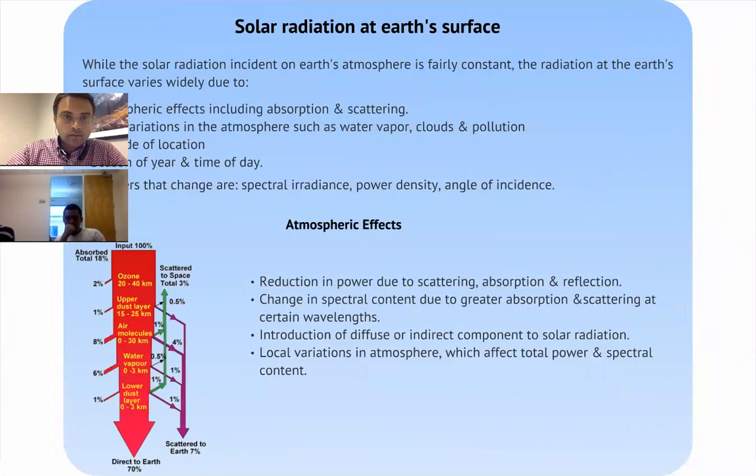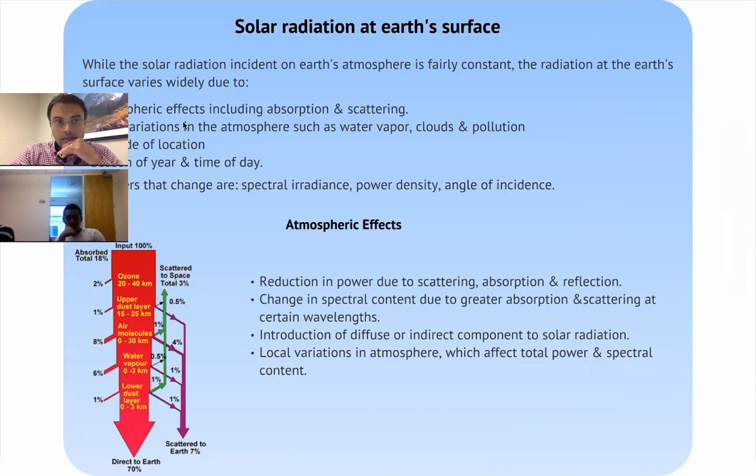So it is useful to have some physical understanding of how solar radiation at the Earth's surface is affected by different factors. So let's think about this briefly. While the solar radiation incident on Earth's atmosphere is fairly constant, it primarily changes by small amounts by some changes in the emitted power from the sun and also the distance between the sun and the Earth.